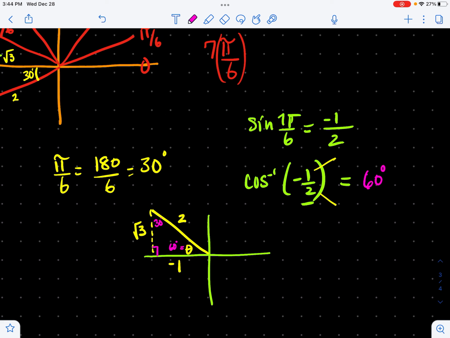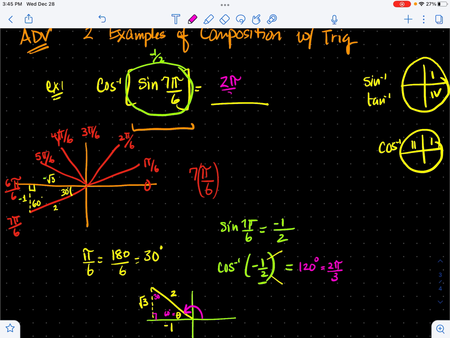But wait a second. Is the answer really 60 degrees? Think about it for a second. The 60 is the reference angle. The angle actually sits right here, which makes the angle 120. So the answer to this would be 120 degrees. Why 120 degrees? Remember, we're in the second quadrant, so the angle really can't be 60 degrees. 60 degrees is the reference angle, which we had learned way back when we started trigonometry. So it's 120 degrees, which is equivalent to 2 pi over 3. That's the final answer. 2 pi over 3, or 120 degrees.